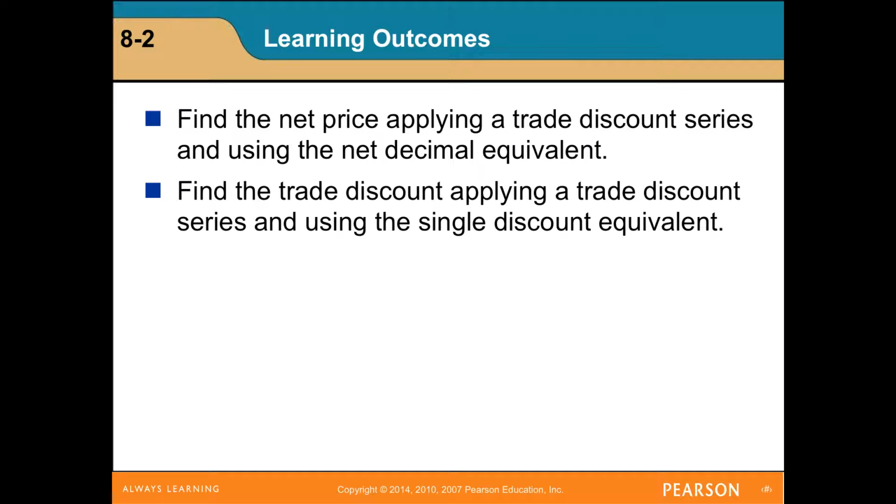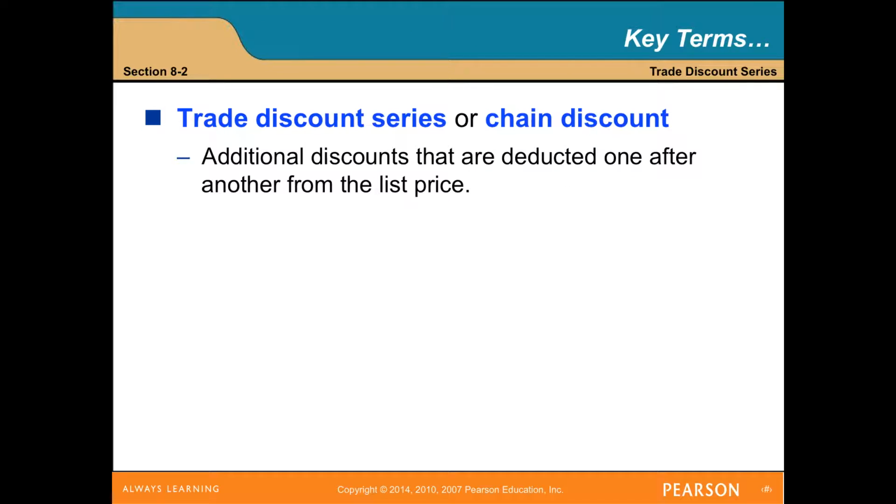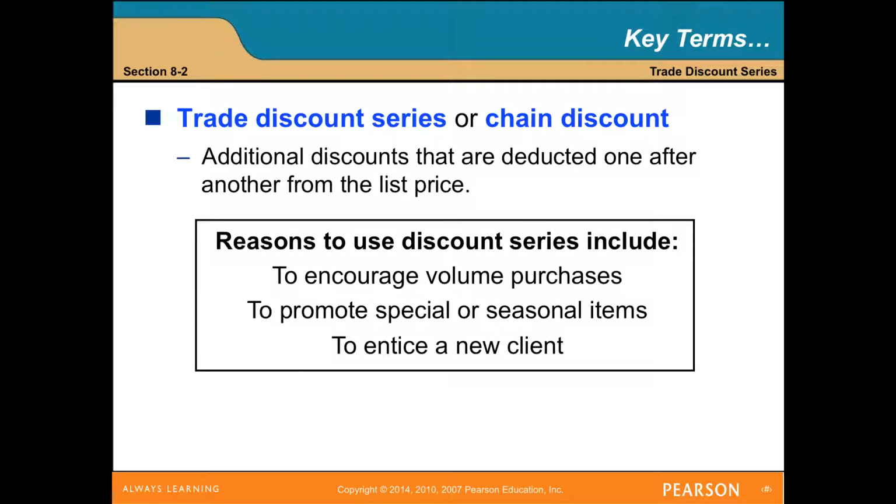Learning outcomes for section 8-2. Find the net price applying a trade discount series and using the net decimal equivalent. Find the trade discount applying a trade discount series and using the single discount equivalent. Key terms for this section, trade discount series or chain discount, and these are just additional discounts that are deducted one after another from the list price.